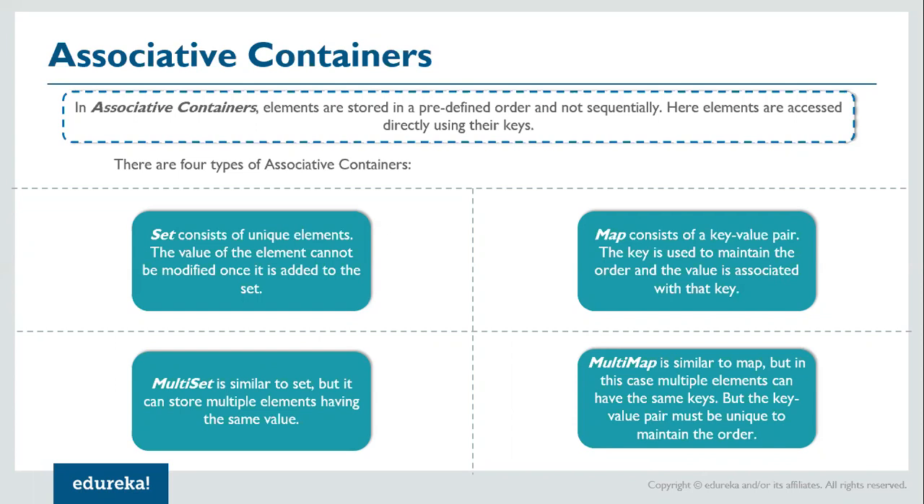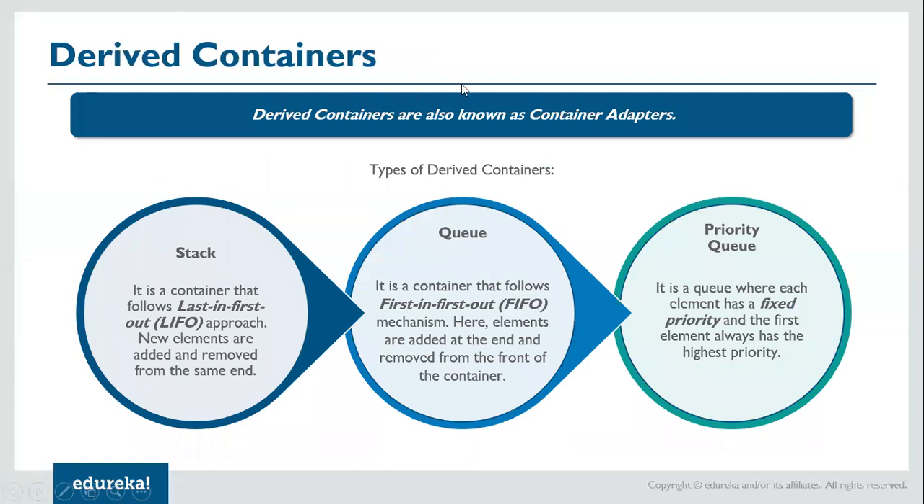Then we have a multi-map. Multi-map is similar to map, but in this case, multiple elements can have the same key, but the key value pair must be unique. So as you can see, uniqueness in multi-map is maintained with the help of the key value pair, although multiple elements can have the same key. So that's about the associative containers, where we have set, multi-set, map, and multi-map. Now let us look at what a derived container is.